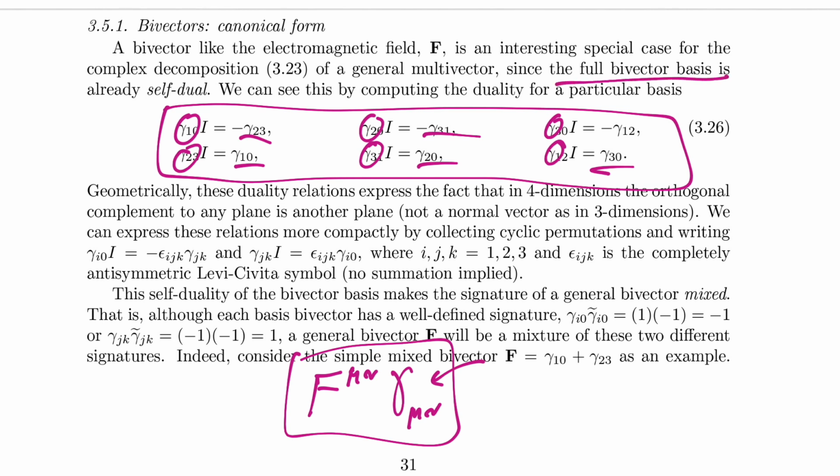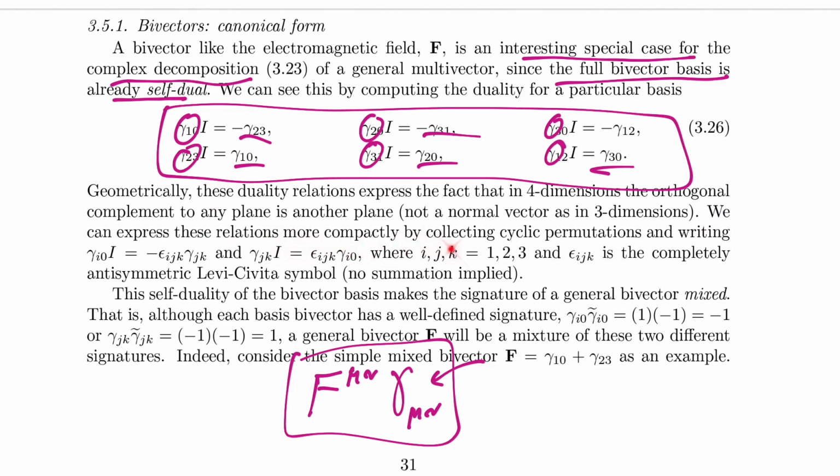Since the full bivector basis is self-dual, it's an interesting case for the complex decomposition. So how do you do a complex decomposition when the basis itself is self-dual? That's what they're asking. Geometrically, these duality relations express the fact that in 4 dimensions, the orthogonal complement to any plane is another plane, not a normal vector as in 3 dimensions.